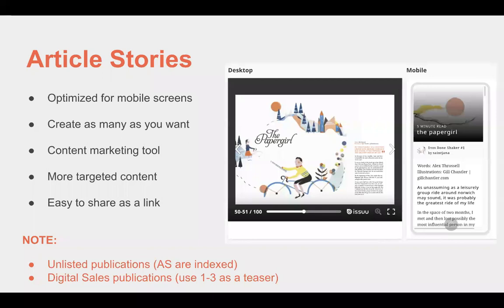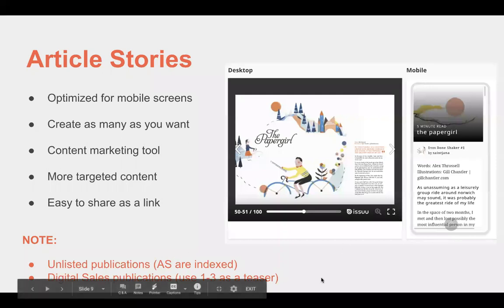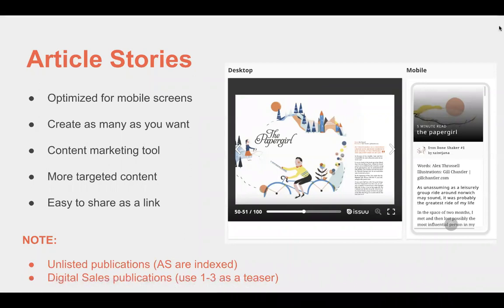What these are: on the right side, you can see a screenshot of how the content looks on desktop and how the same content can look on the mobile screen in case you start using article stories. So it is basically your content optimized for mobile screens. You can create as many as you want to. It is a great marketing tool because it gives you more targeted content.